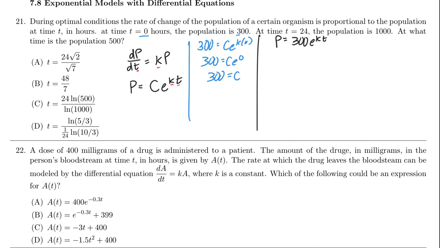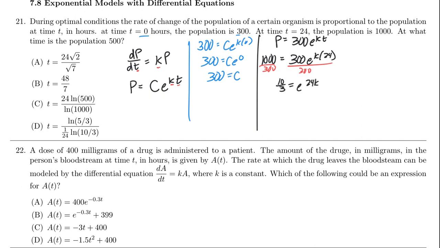And now it tells me at time 24, the population is 1,000. So population is 1,000 when the time is 24. Now to solve for k, k is the thing we want to find in this equation because that's the other part of our equation we don't know. First, I divide both sides by 300. That's going to give me 10/3 equals e to the 24k.